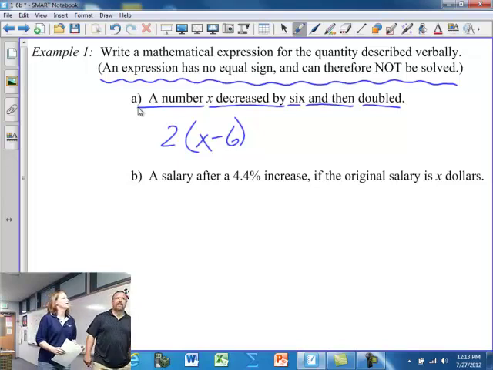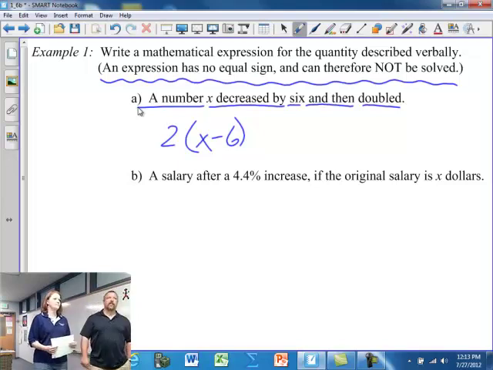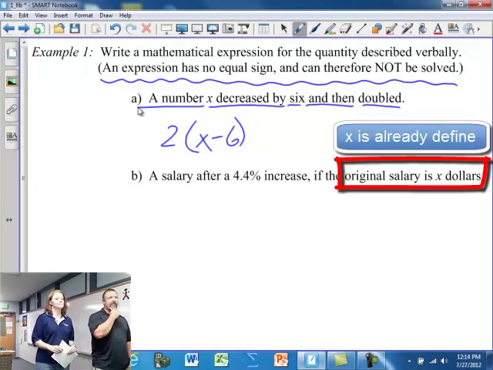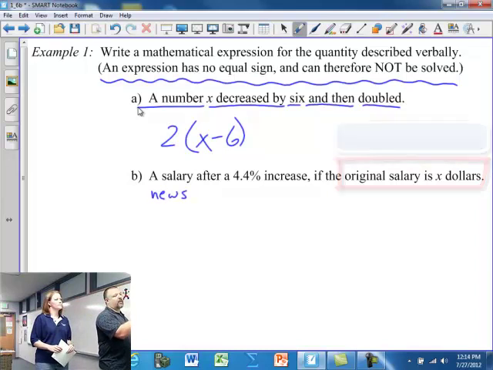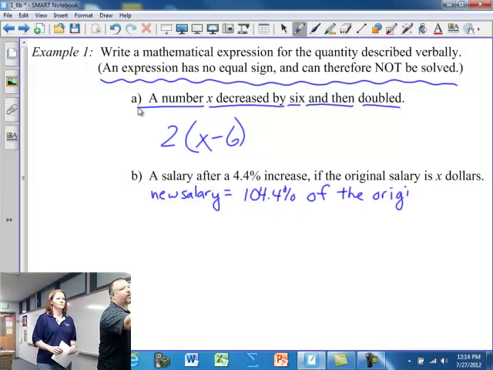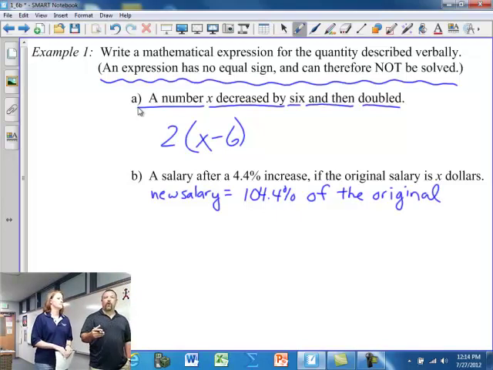All right, how about a salary after a 4.4% increase? This is the one that people have trouble with when we do percentage of increasing and decreasing. Let me just write this. This means that the new salary is going to be 104.4% of the original. When you have a 4.4% increase, you are now 4.4% above what you had originally, which is always 100%. So now you're at 104.4%.